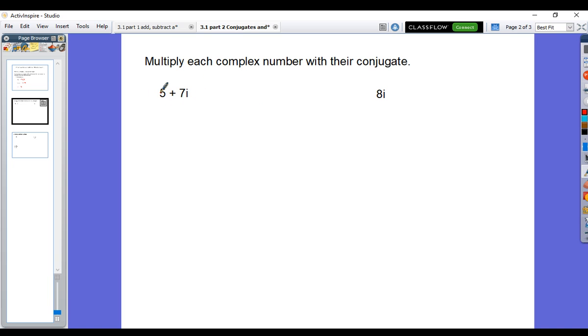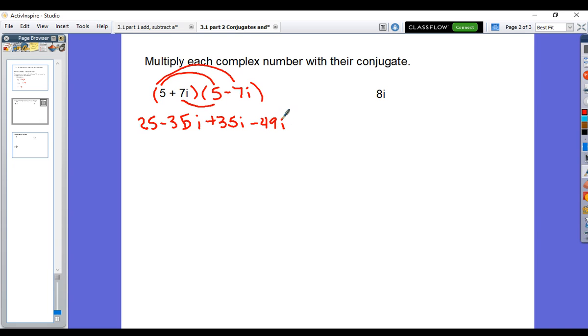Let's see that. We can take 5 plus 7i times 5 minus 7i. So we still distribute just like we did in the last video. So 5 times 5, 25. 5 times a negative 7i gives us a negative 35i. 7i times 5 gives us a positive 35i. And that positive 7i times a negative 7i gives us a negative 49i squared.